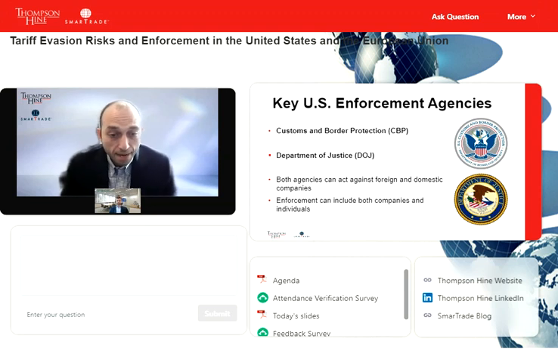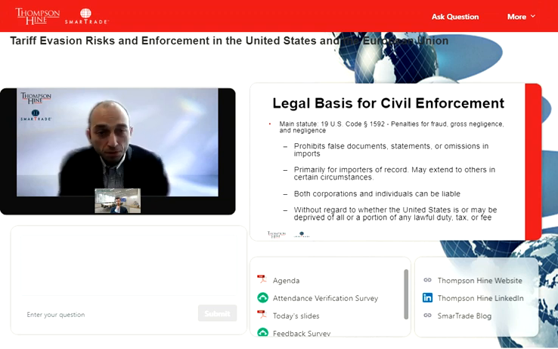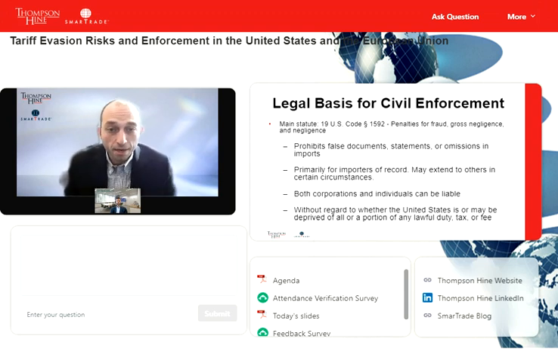Both agencies can act against domestic or foreign companies. They have authorities to do so under certain cases. And the enforcement actions could include both companies and individuals. 19 USC 1592 is essentially the main statute that provides the legal basis for civil enforcement actions by CBP or in some cases DOJ.